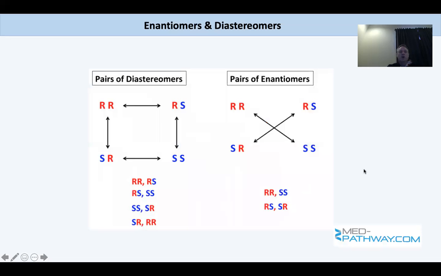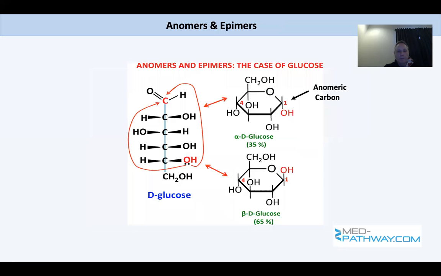So here's a chart of enantiomers and diastereomers. Here are pairs of diastereomers and pairs of enantiomers. You should definitely take a look at this and commit it to a thorough understanding of the differences. Now, diastereomers have different physical properties. They're not like enantiomers, so they'll have different boiling points, etc.